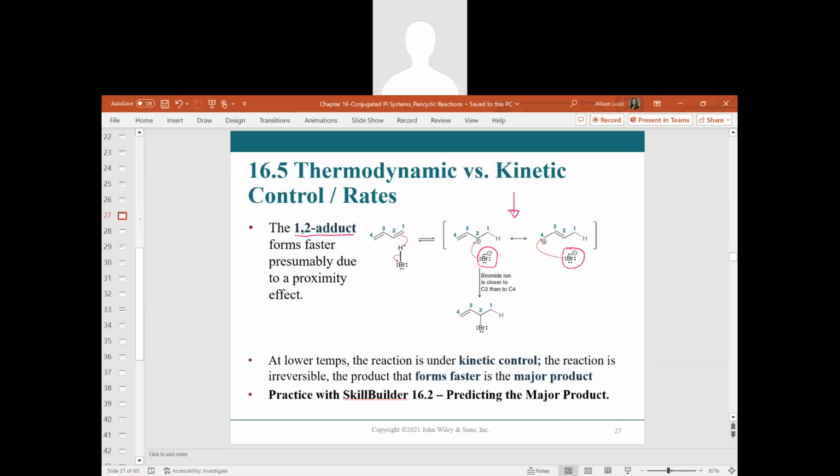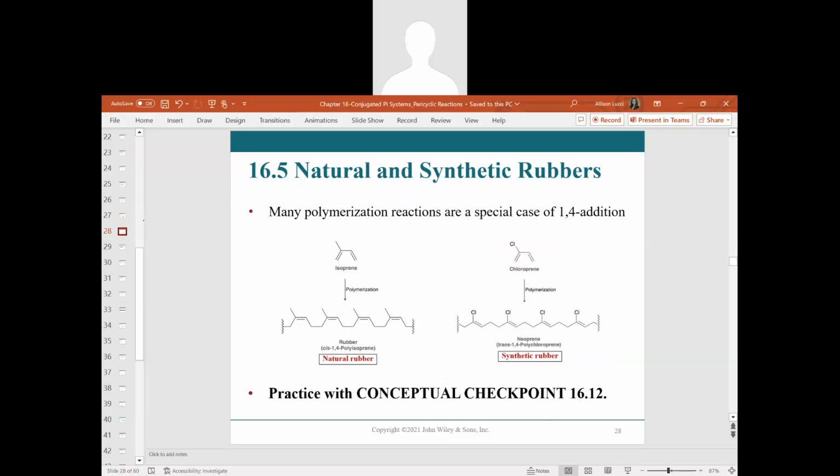So you can see in this exaggerated sketch here that this bromide over here is closer to carbon 2 than it is to carbon 4. So that's why we generate this product faster. Again, it's said to be under kinetic control at lower temperatures. And this product would then be our major product at lower temperatures. And we can say it's under kinetic control.